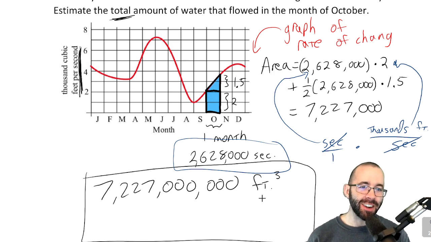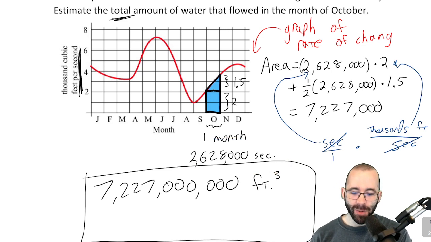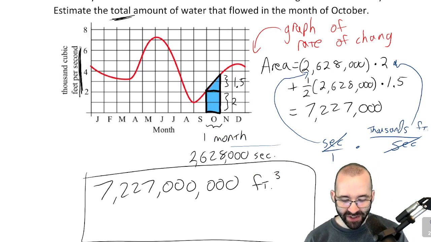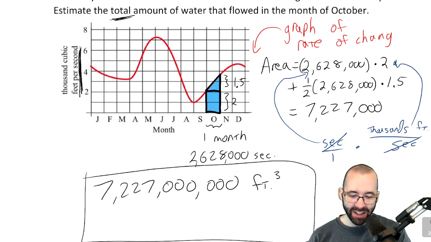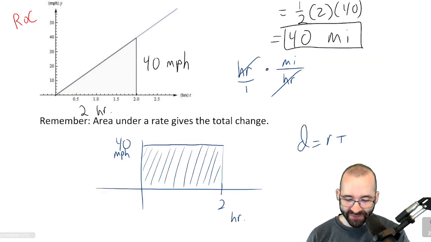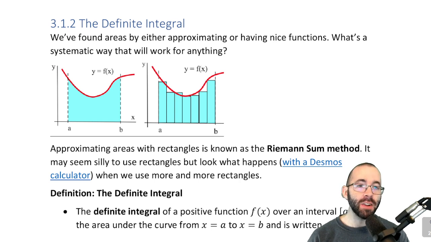We should have checked it for October. So the number is slightly wrong, but the idea is still the same. October has 30 days. This number up here, I do not think is for 30 days. But that's the idea. Anyway, let's talk about something called a definite integral.